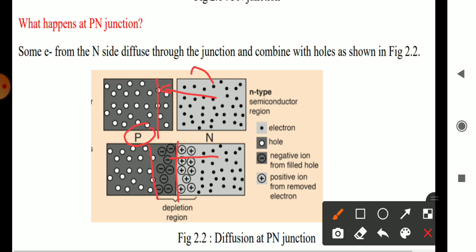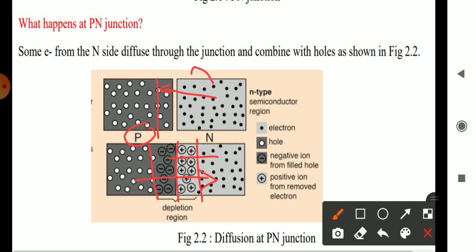Similarly, the holes present in the P region diffuse through the junction and combine with the electrons, forming positive ions in the N region, as you can see. But there is a limit up to which they can form the positive as well as the negative ions in the P region as well as the N region.